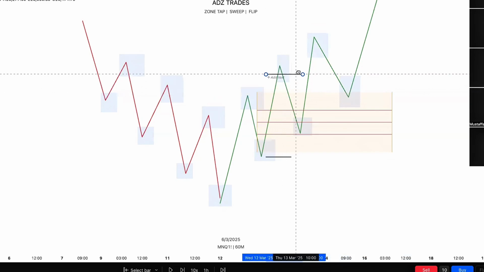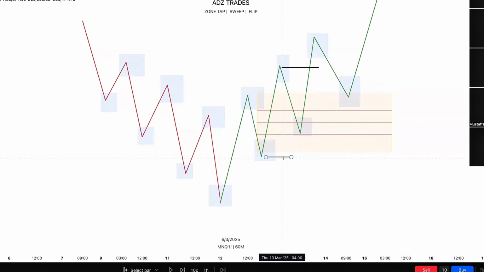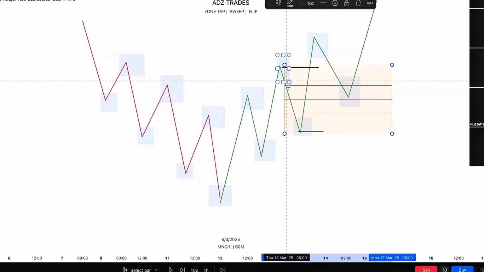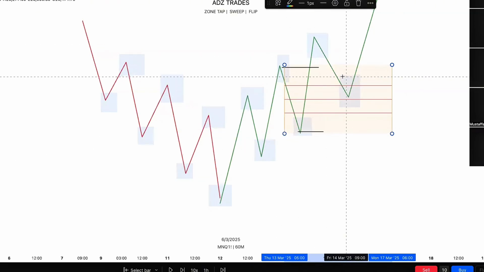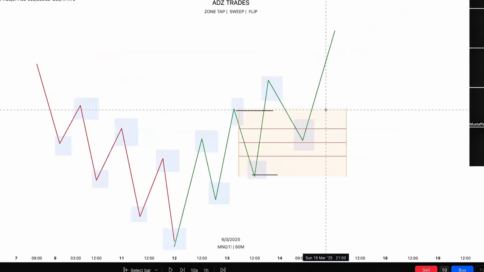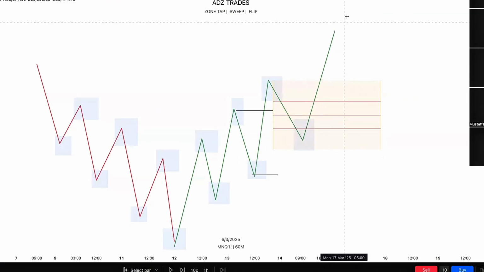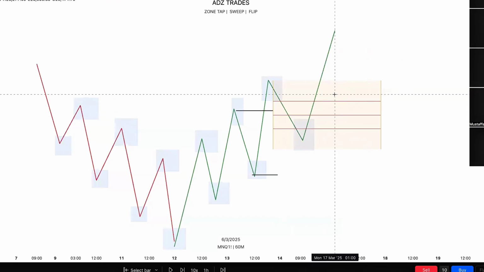You break a structure, a new protected low, we have a new zone. As price comes into my zone, I look for confirmation to take this trade higher. And then we have a new zone here. As you can see, this happens in some situations. We rip through and we don't come back into the zone. That is part of the game.